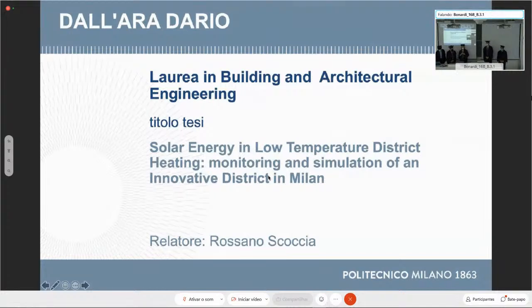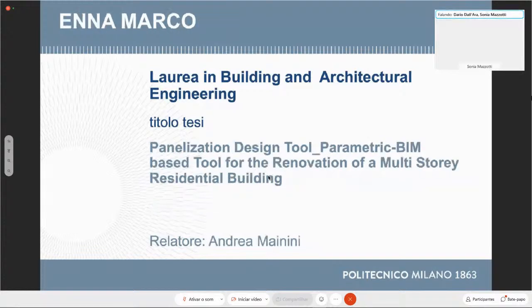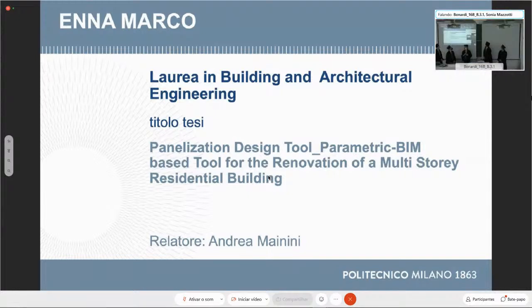Dario Dallara, Solar Energy in Low Temperature District Heating, Monitoring and Simulation of an Innovative District in Milan. Dario, ci sei? 110 lode. Thank you. Dove sei, Dario? Dario, fatti vedere, eccoti. Che gli amici e i parenti ti vogliono vedere per festeggiare. Sto sorridendo. Va bene. È contento del voto, direi di sì.